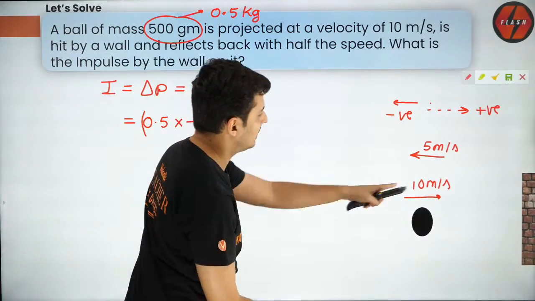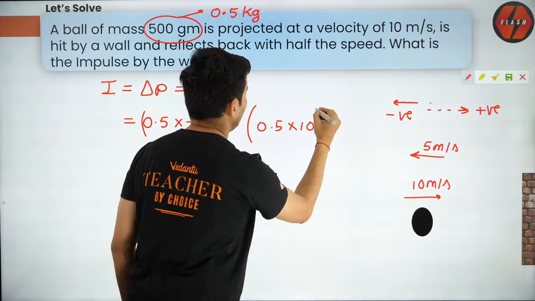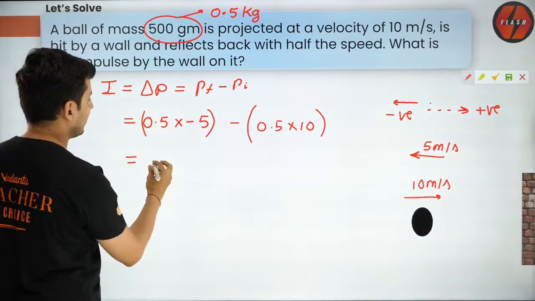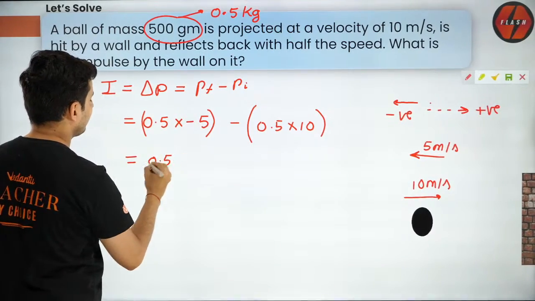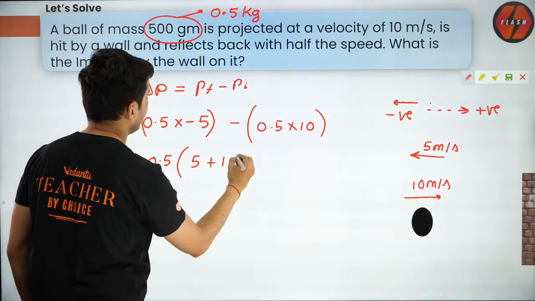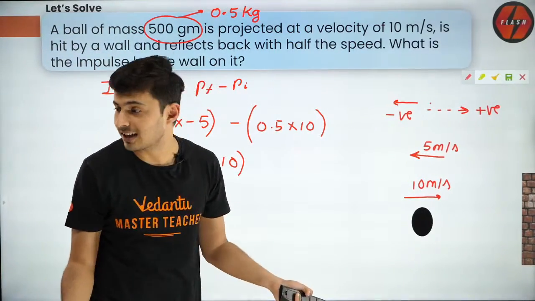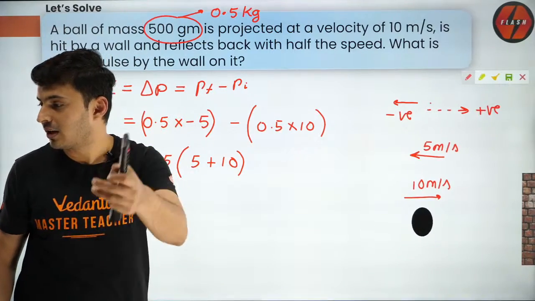And what is the initial momentum? Think about it, it will be 0.5 multiplied by 10, of course. So think what will happen, guys. You can take 0.5 common, minus also common, and you will have 5 plus 10. It will not subtract. A lot of people would have subtracted forgetting that there is a sign. Yes, most of you got it wrong then.